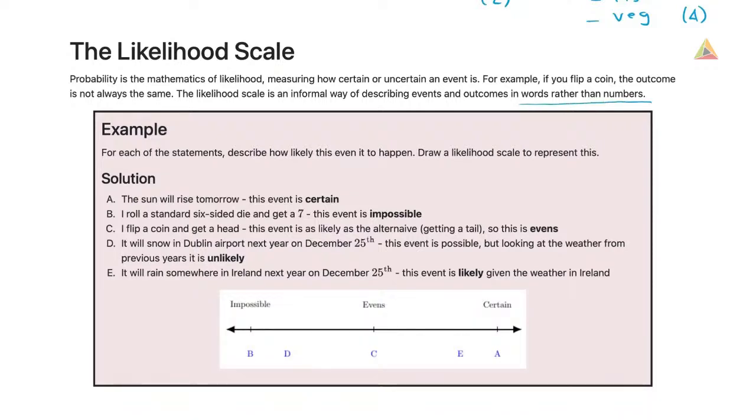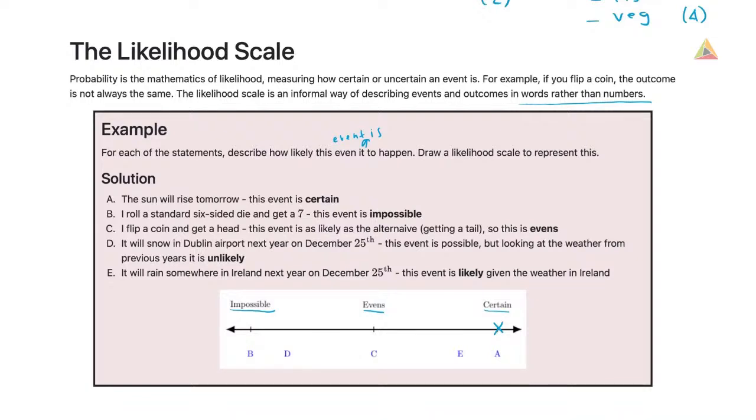So an example here: for each of the statements, describe how likely this event is to happen, and you draw the likelihood scale to represent this. If we look at the first example, A, what is the likelihood that the sun will rise tomorrow? Now that is certain, the sun will always rise. So we have marked it into certain here on the probability scale. You can see there they put even in the middle, which would make sense, and then impossible is at the other end of the scale. So we have impossible, even, and then certain.